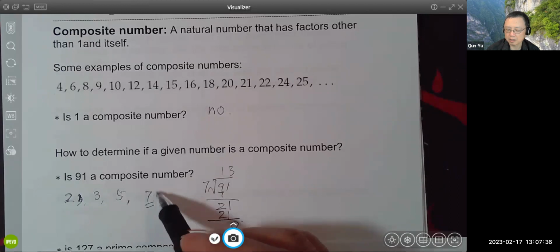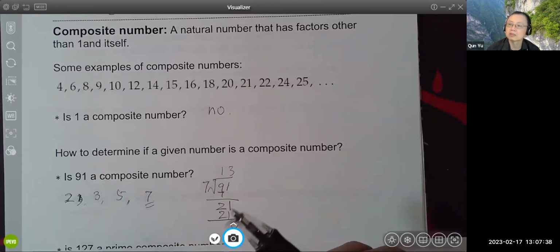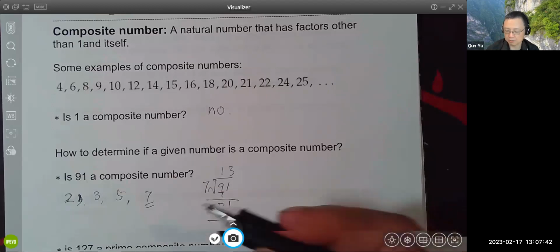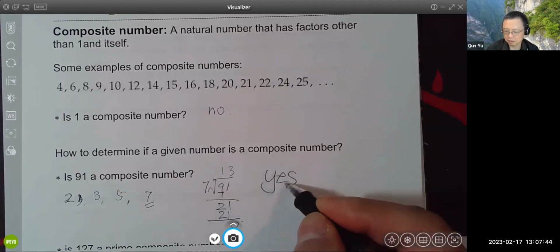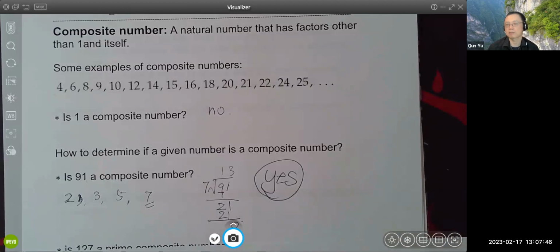This is a factor other than 1 and itself. So by the definition, 91 is a composite number. So the answer is yes, it is a composite number. So basically just divide by all of those prime numbers.